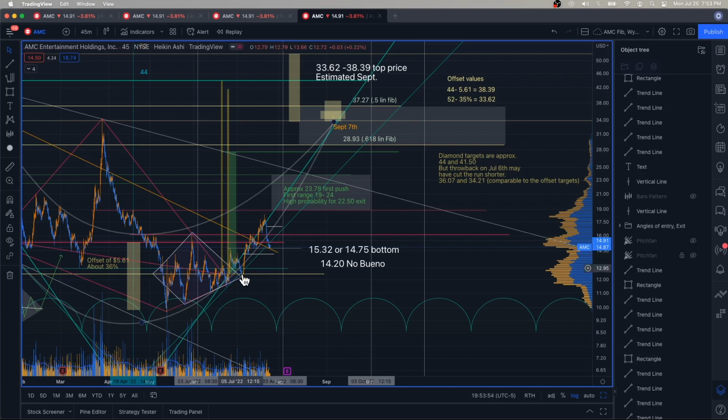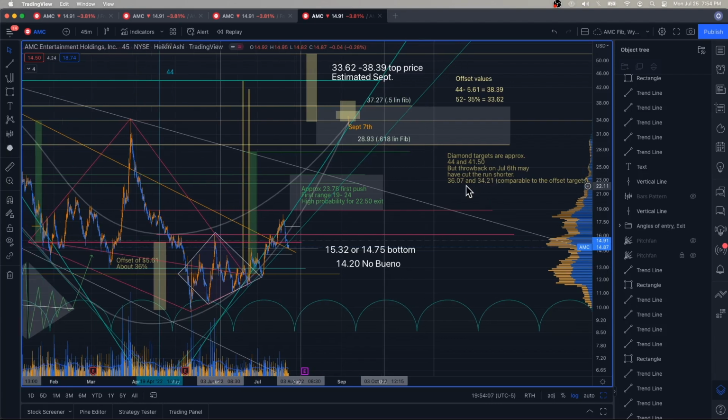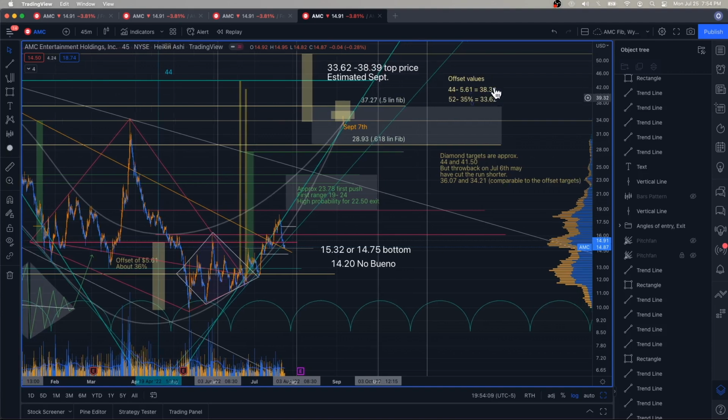This one's really important because this comes right back to the exact place we broke out, which means it's a full-on throwback. So I did that, and I got 36.07 and 34.21, which is very comparable to the two offset targets. It really just hugs the middle of these two targets anyways. So at this point, I'm very comfortable saying that I really don't think we're going to exceed that value of 39 at the most. I think it's more likely that you're going to hit the 34 and 36.